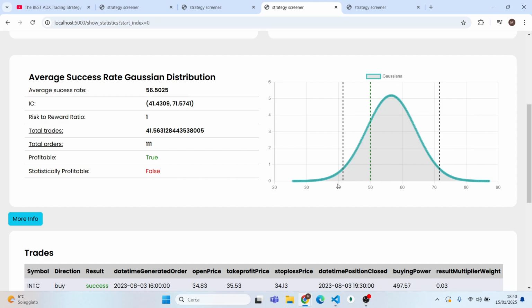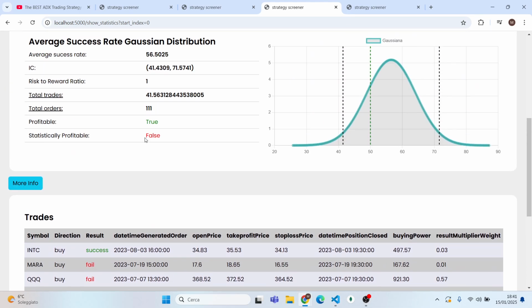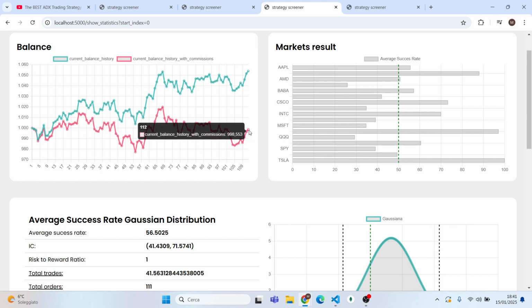But I said it also in previous videos. When you have such a low number of trades, the Gaussian distribution is not the best one. We should have used a distribution with higher variance, maybe. Not maybe, surely, because the Gaussian distribution doesn't perform well with a low number of trades. Yeah, it was not statistically profitable. Now it would not have been profitable again with the commissions, and it would have been profitable without commissions.